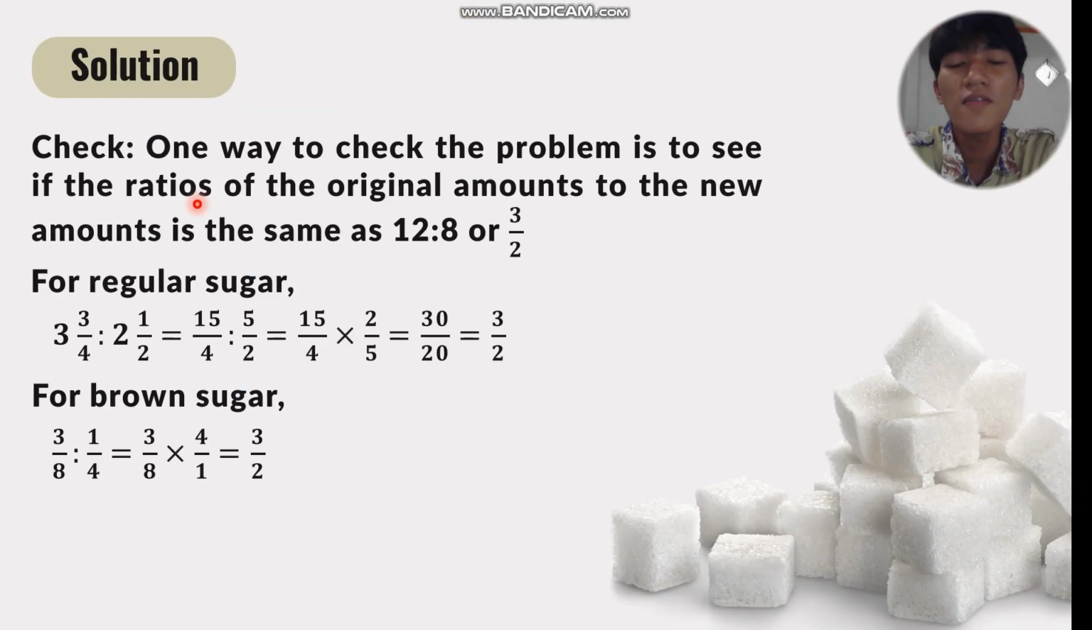And check. One way to check the problem is to see if the ratio of the original amounts to the new amounts is the same as 12 to 8, or 3 to 2. Very good. For regular sugar the result is 3 over 2, and for brown sugar it is 3 over 2. So the calculation and the answer are correct.